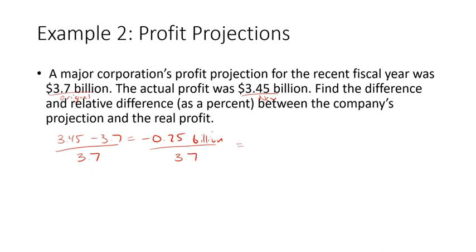And when we divide the two, we get a decimal of negative 0.0676, which as a percent is negative 6.76%. And so the relative difference between the projection and the real profit was negative 6.76%, or around negative 7%.